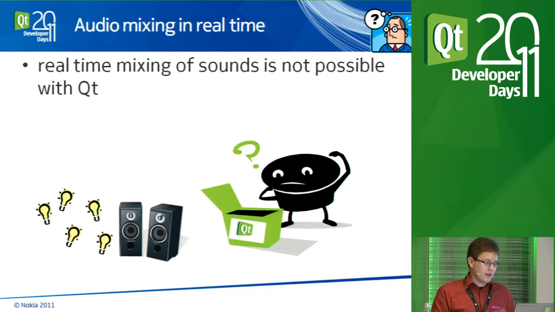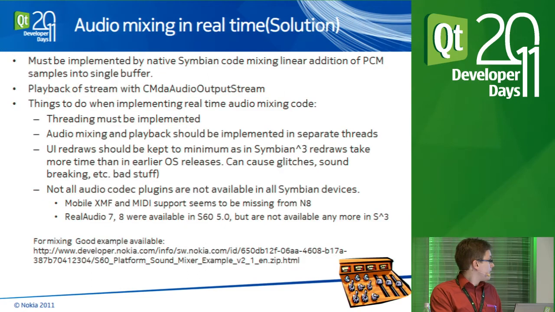Also, one team had the issue that it's not possible to mix sounds in real time with Qt. So it must be implemented with native Symbian. There is a good example available of how this sound mixer can be made with Symbian code on the developer site. And some little hints on what to take care of: threading must be implemented, audio mixing and playback must be in different threads, and UI redraws, well, it's a very good idea to keep them to a minimum. Symbian 3 devices take more time in redraws than the previous ones.